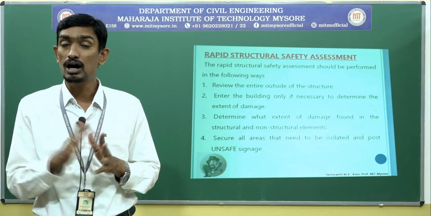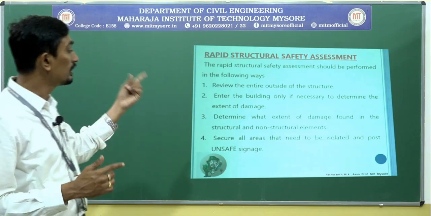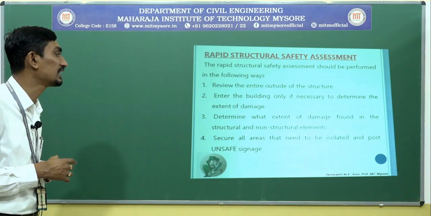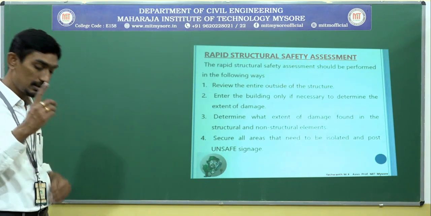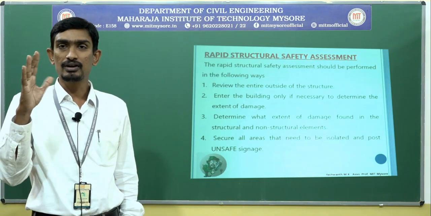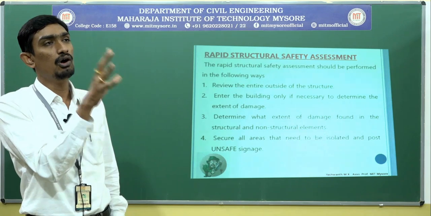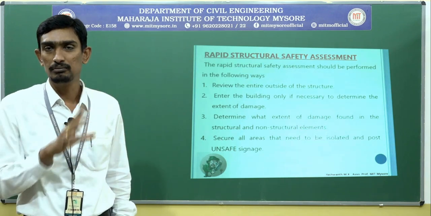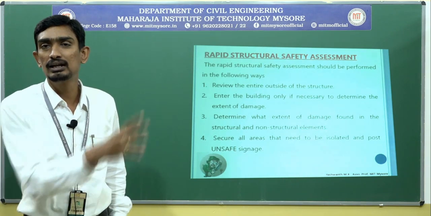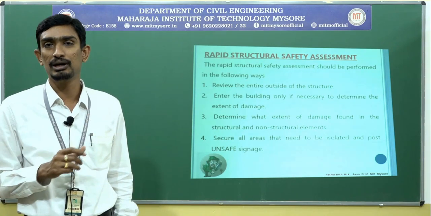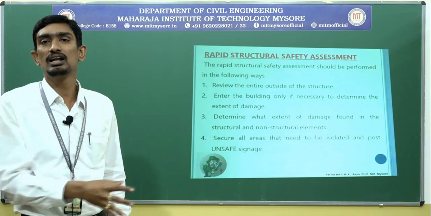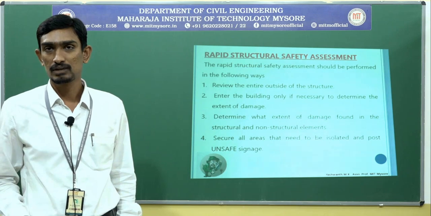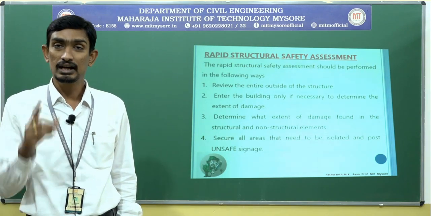Why do I need to look at the outside of a structure thoroughly? Because the second point says, enter the building only if necessary to determine the extent of damage. If from the outside itself you know that it has been severely damaged, then the second point will not apply. You need not enter that particular building to diagnose the damage, because the building has been so severely damaged that you cannot enter inside to assess it. That is what he is saying.